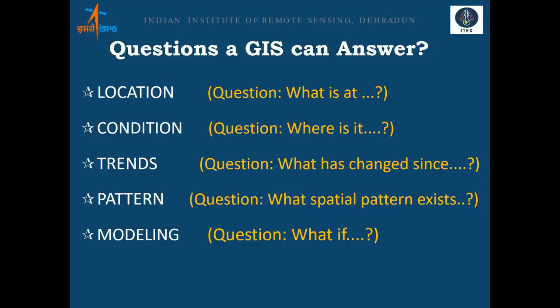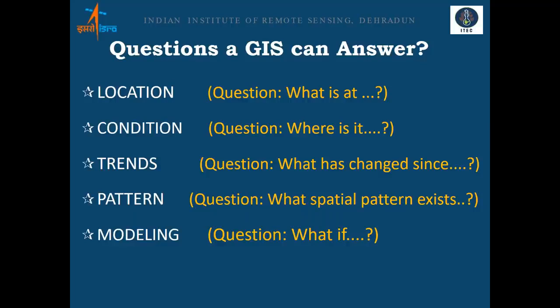But you can also fire a spatial query where you can make use of the spatial relationships. You can even make use of trends, what has changed since. You can apply a mathematical model. You can understand the change matrix, and according to it, you can understand how this type of information can be retrieved.